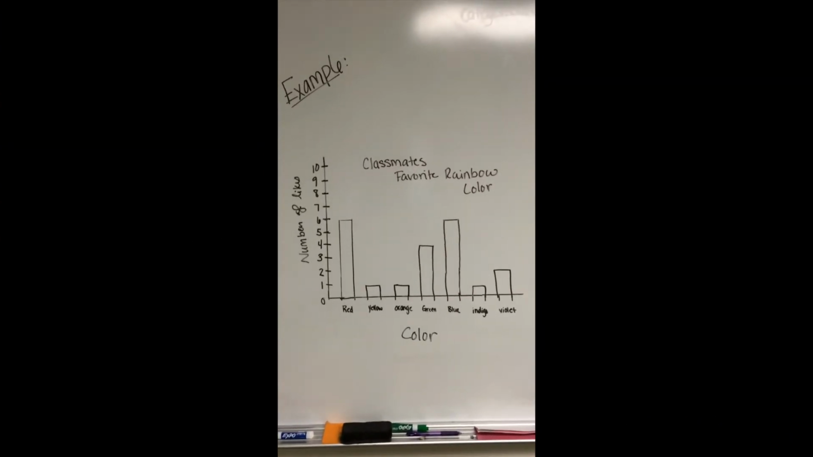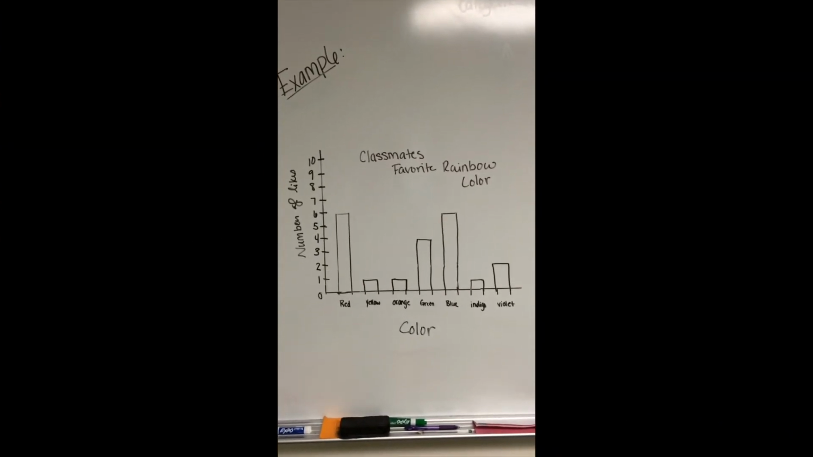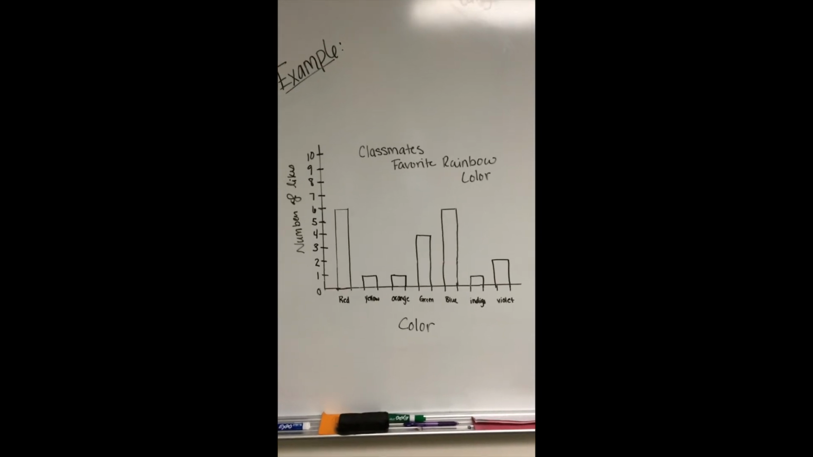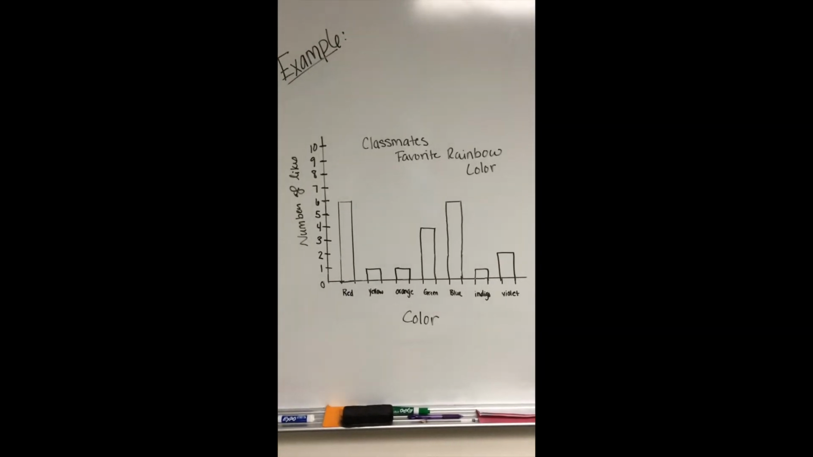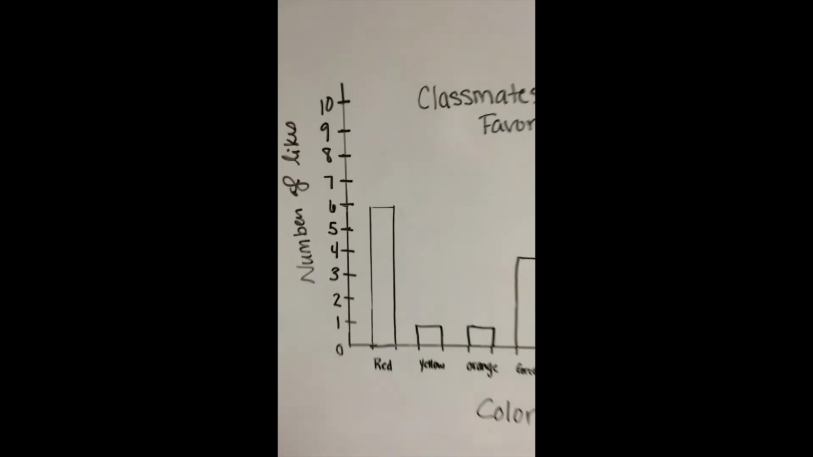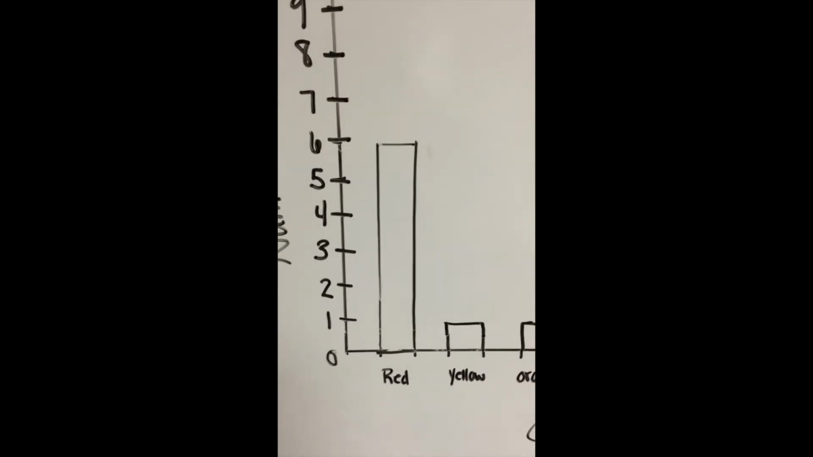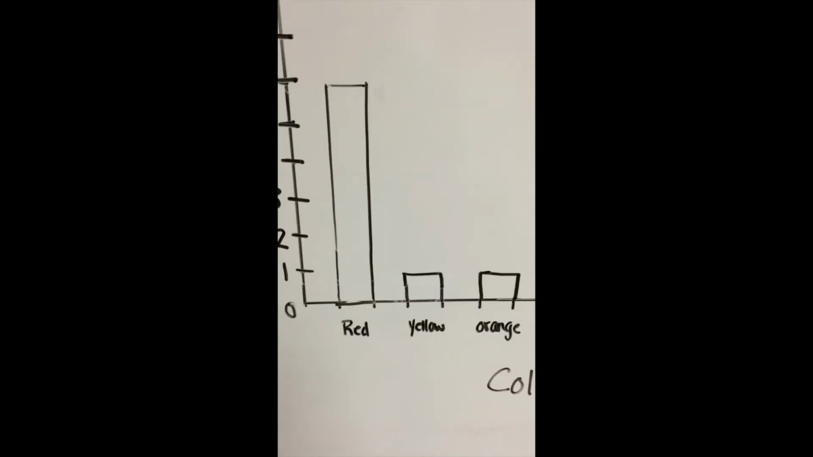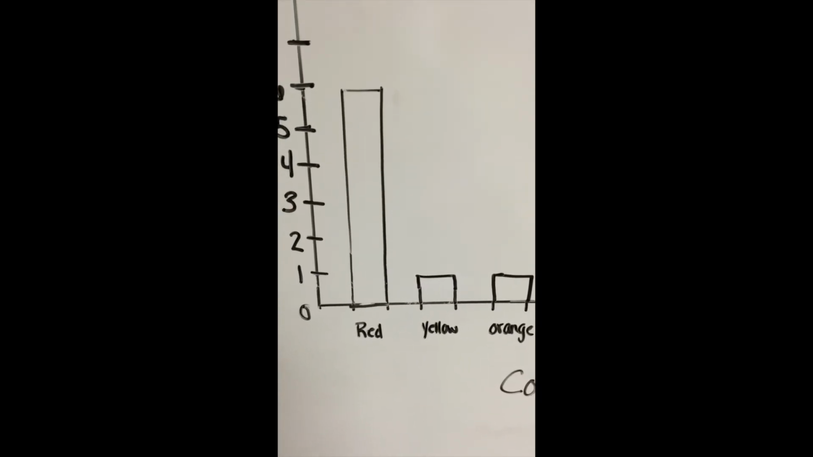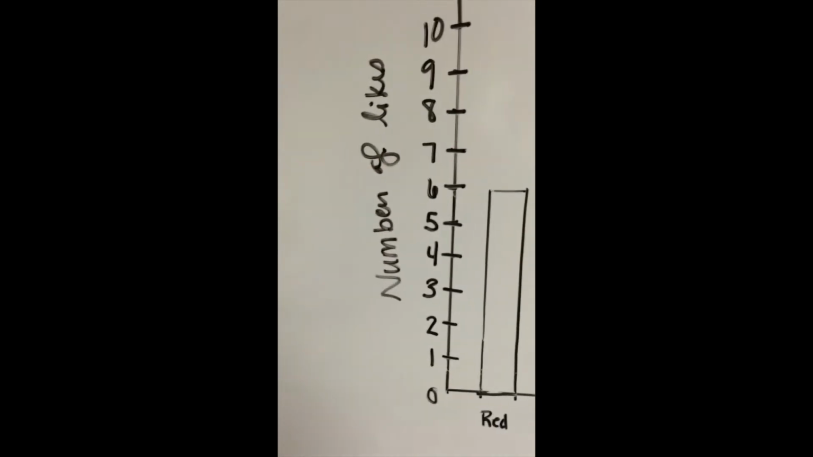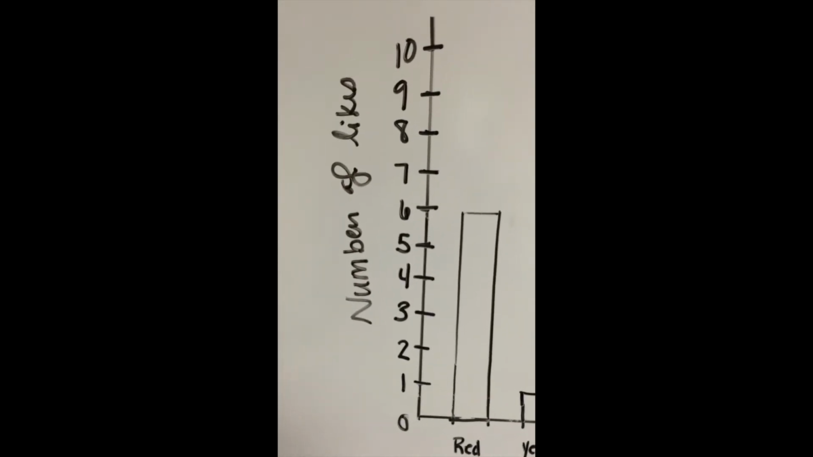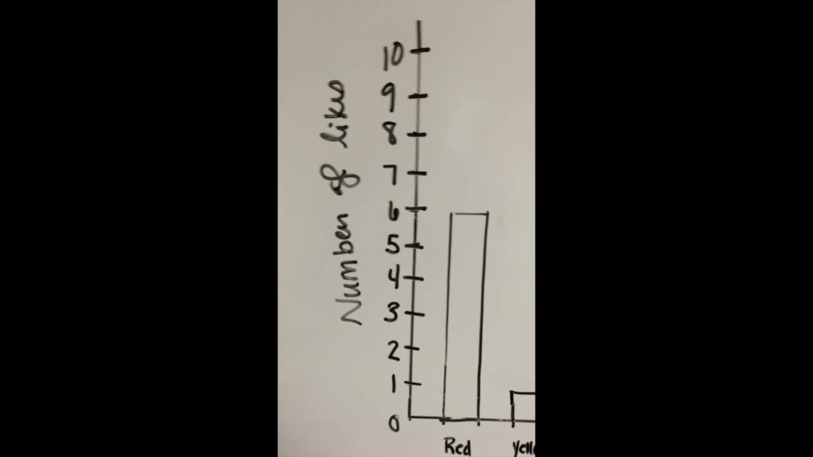As you can see, we have graphed our example data of our classmates' favorite rainbow color in a bar graph. If you take a close look, you can clearly see that there are 6 students who like the color red, and only 1 student who likes the color yellow. You also take note, we've labeled our y-axis, number of likes, our x-axis, the color, and we've given our graph a title.